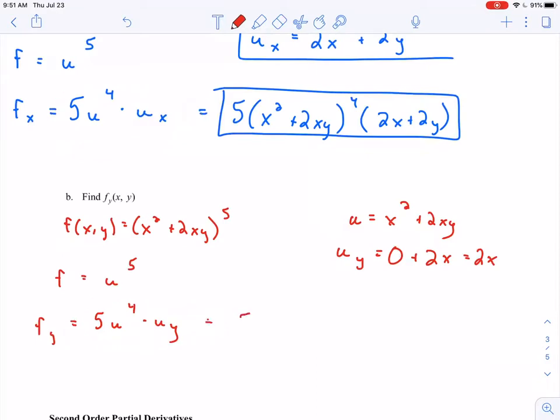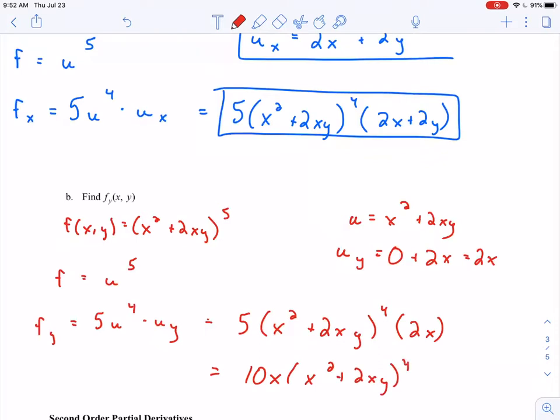So here, 5 times u to the 4th, u was x squared plus 2xy raised to the 4th power, times u sub y, that is just 2x. If you really wanted to, you could multiply 5 and 2x. You could say 10x times x squared plus 2xy to the 4th. I think either one of these is perfectly fine.